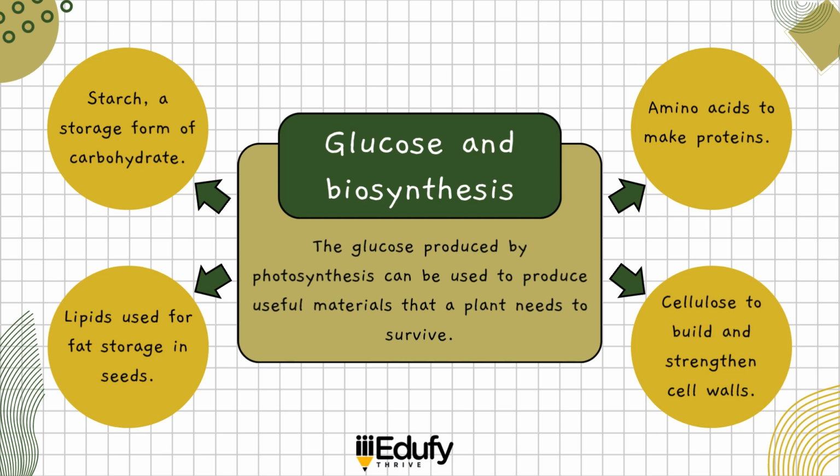What is starch, amino acid, cellulose, and lipids? Here's a brief summary of each term. Starch is a polysaccharide made up of long chains of glucose molecules. It serves as a major energy storage form in plants. When plants undergo photosynthesis, they synthesize glucose, which is then converted into starch for storage. Starch is found in high amounts in foods like potatoes, rice, and corn.